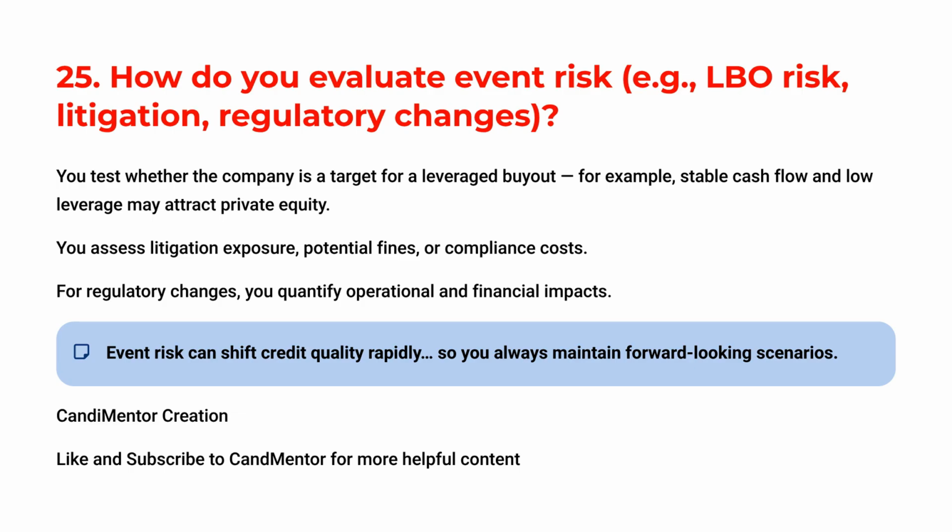How do you evaluate event risk, including LBO risk, litigation, regulatory changes? You test whether the company is a target for a leveraged buyout. For example, stable cash flow and low leverage may attract private equity. You assess litigation exposure, potential fines, or compliance costs. For regulatory changes, you quantify operational and financial impacts. Event risk can shift credit quality rapidly, so you always maintain forward-looking scenarios.